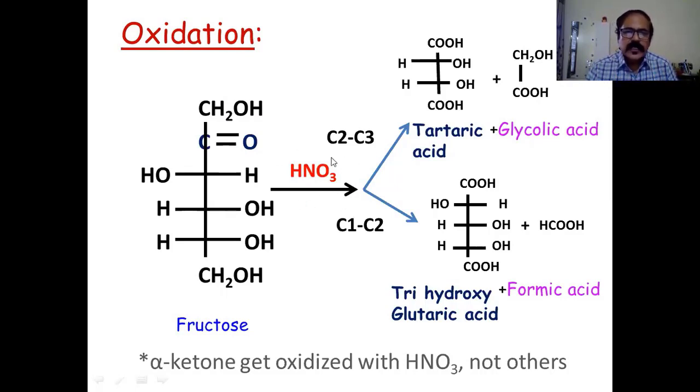This strong oxidizing agent will try to break the bonds. Let us give the numbering: carbon number 1, 2, 3, 4, 5, 6. This nitric acid has the capacity to break the molecule. It can break between C1 and C2, or if it breaks at C2 and C3, it can break here.